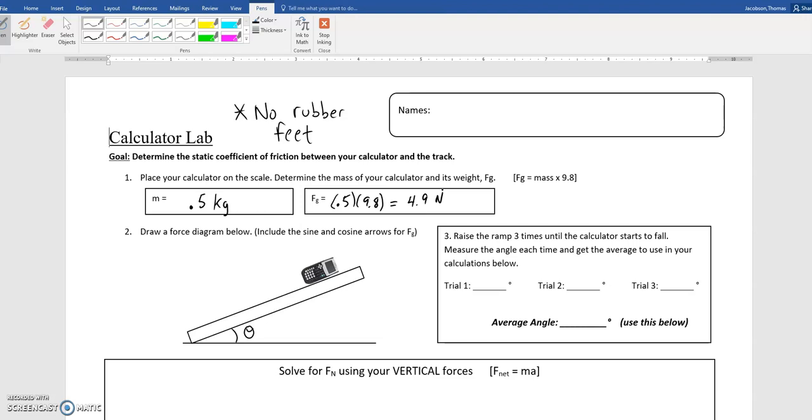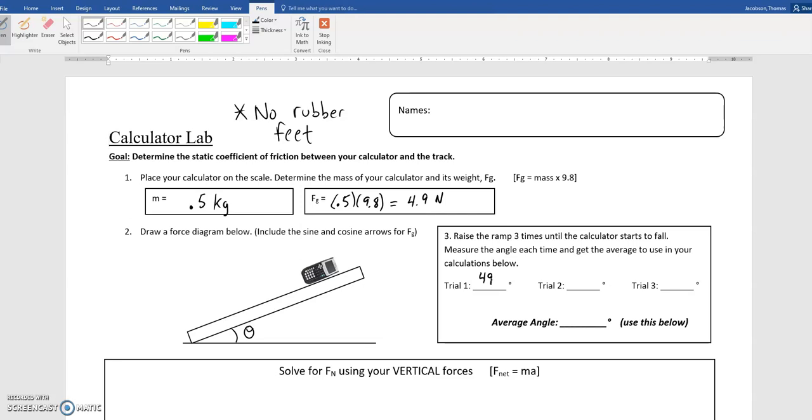You're going to slowly raise up that ramp until you just see it move. So let's say I see it moving at about 50 degrees. I'm actually going to go ahead and use 49 degrees here because we want the coefficient of static friction. So that's right when it was not moving, and we want the maximum static friction here. So let's say we do that, it's 49 degrees.